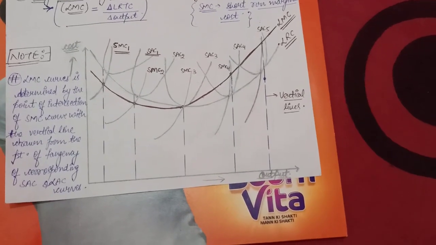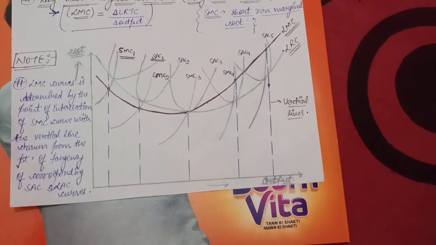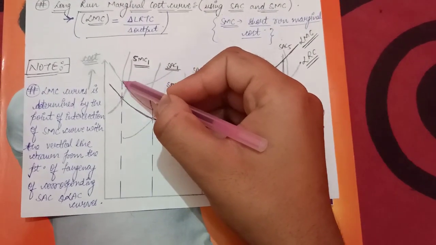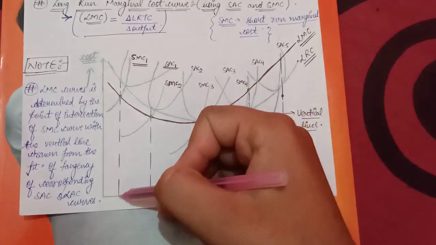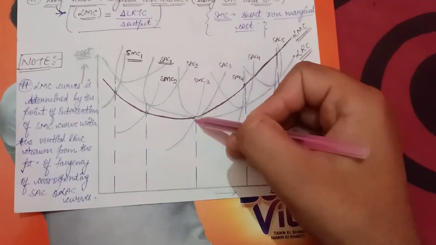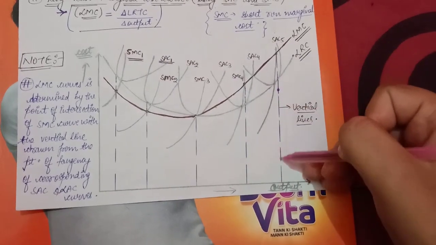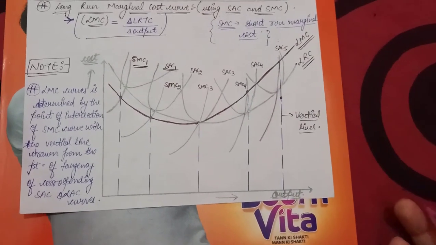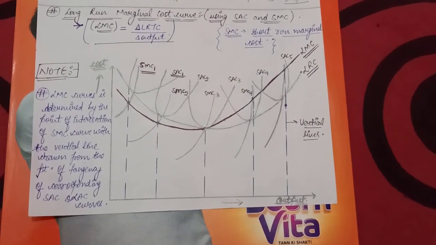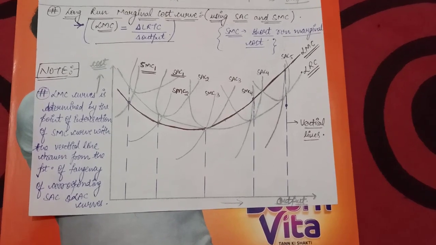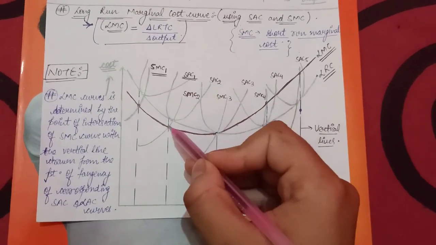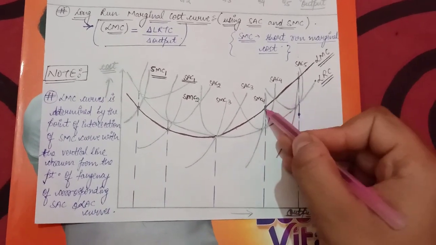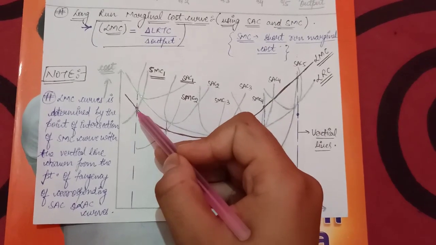After this, from the point of tangency of SAC and LAC, you need to draw a vertical line to the x-axis. So here are the points of tangency. From the points of tangency you need to draw vertical lines to the x-axis. Now join all the points where the vertical line intersects the SMC curve to get the LMC curve. So here are the points where the vertical line cuts the SMC curves.